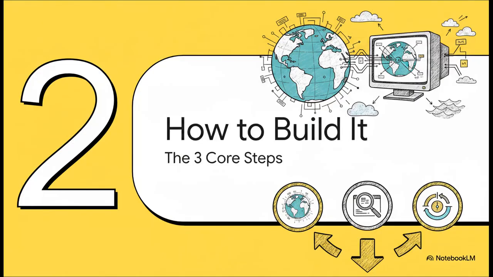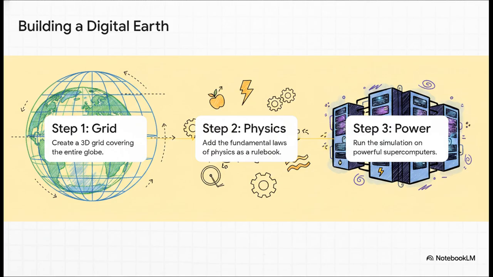Okay, so how do you actually build a planet inside a computer? It's obviously a huge task, but we can break it down into 3 basic steps. So the whole process really boils down to 3 main things. First, you need a map, a kind of digital scaffolding of the entire planet. Second, you need a rulebook. That's the fundamental laws of physics that say how everything interacts. And finally, you need an engine, a supercomputer that's powerful enough to run this incredibly complex simulation.